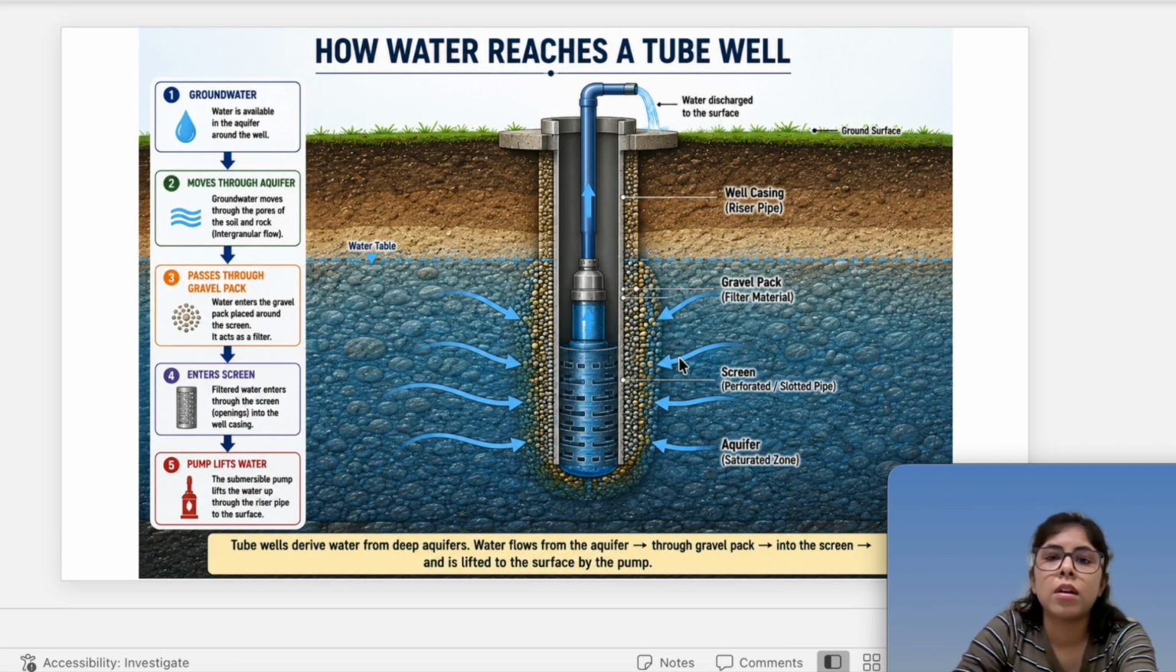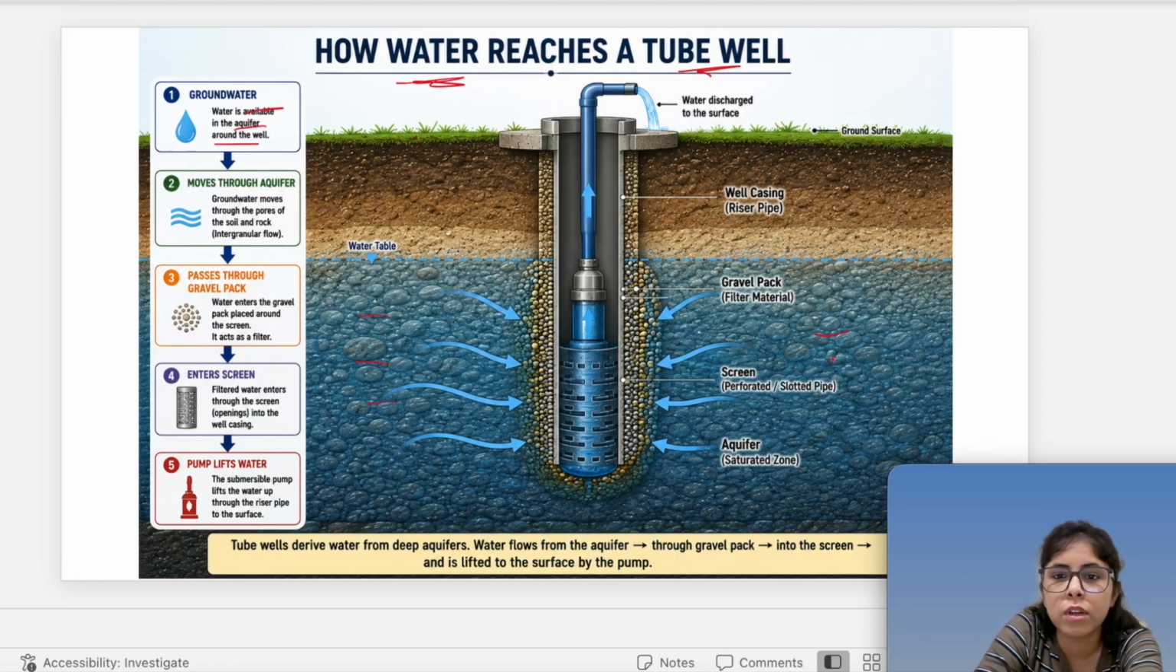Now, the topic is how water reaches a tube well. So we have made a tube well. We already know that water will be there under the ground, but how does that water come into the tube well? First, the water is available in the aquifer around the well. So we can see the water is available in the aquifer.